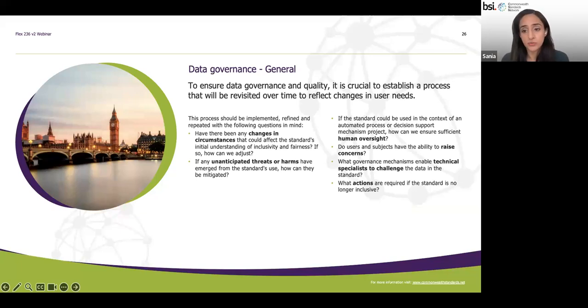If the standard is being used in the context of technology or machines or different mechanisms or automated processes, how do we ensure that there's sufficient human insight or human oversight, to make sure that it's being used in an inclusive way? How can people raise concerns about the standard, particularly those affected by it? Do technical specialists have the opportunity to challenge the standard and ask for improvements? And what actions can be taken if it seems that the standard is no longer inclusive?